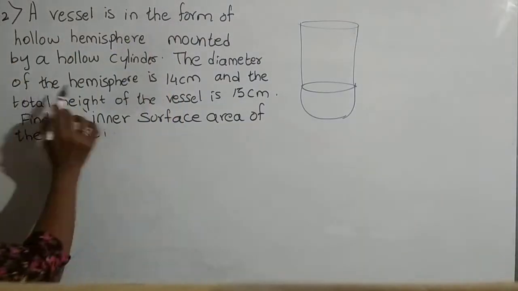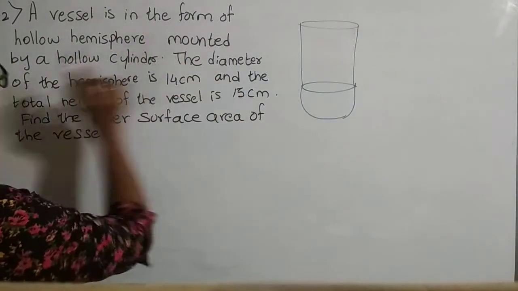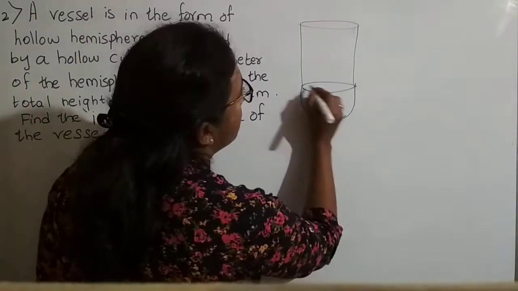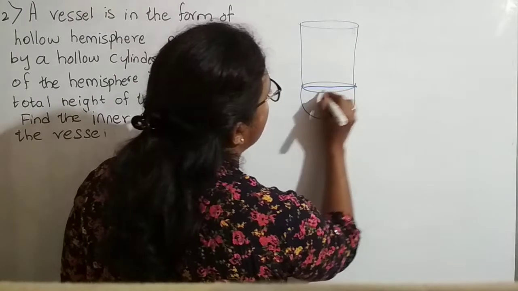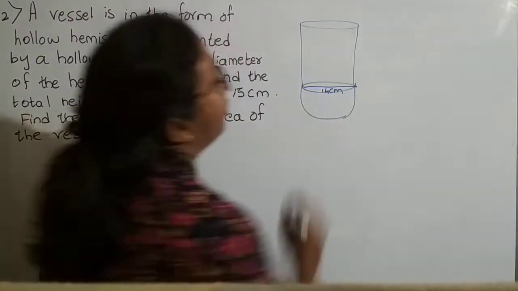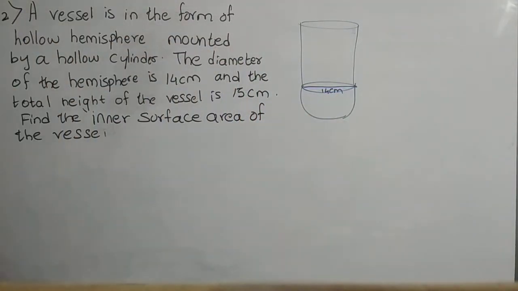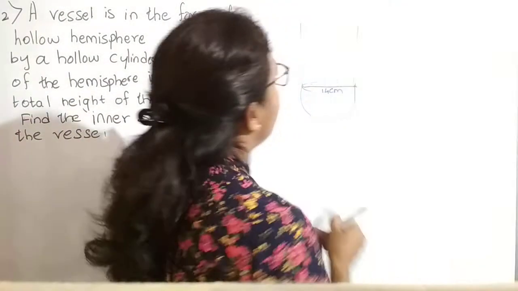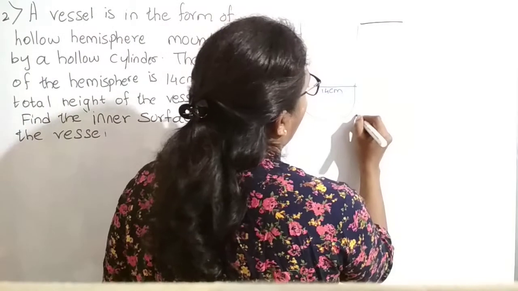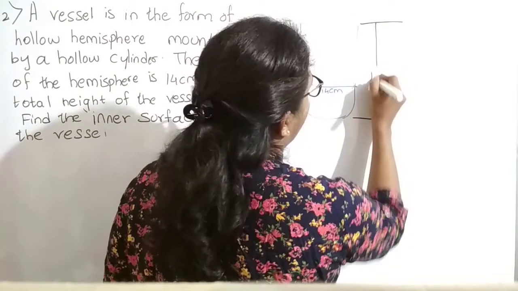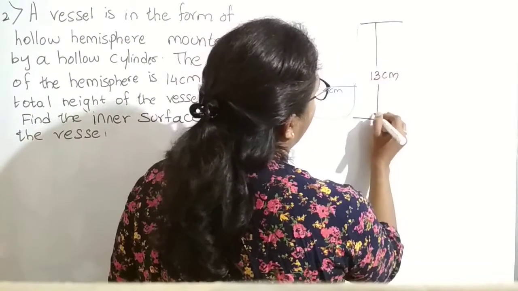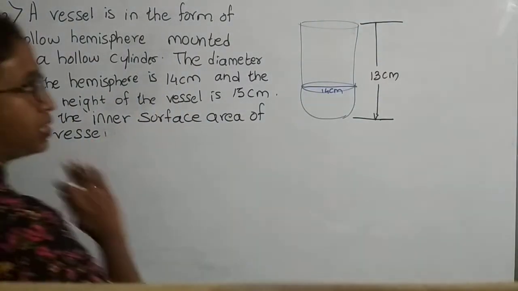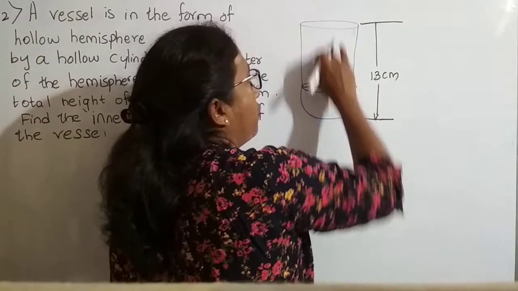Now here it is given that it is in the form of a hollow hemisphere mounted by a hollow cylinder. Now it is given the diameter of the hemisphere. So this diameter is given as 14 centimeter. And the total height of the vessel, it means from here to here, the total height is given as 13 centimeter. Find the inner surface area of the vessel. So you have to find out the inner surface area of the vessel.